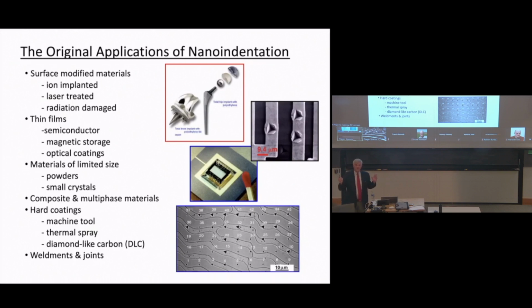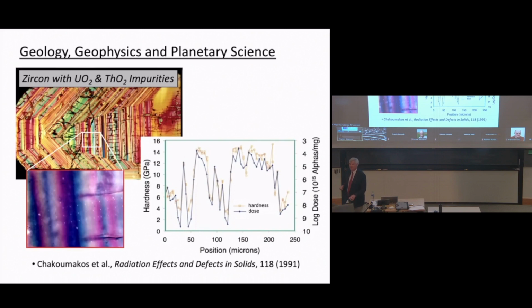And those were all things that we anticipated. But there were a lot of things that have come about in the last 30 years that we did not anticipate. And so what I want to do now is to switch and talk about some of the unusual things that nanoindentation has been used for over the last 30 years or so. Some of these things are serious and some of them are not so serious, okay?